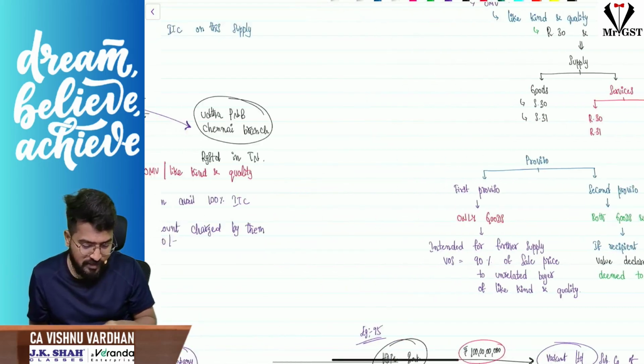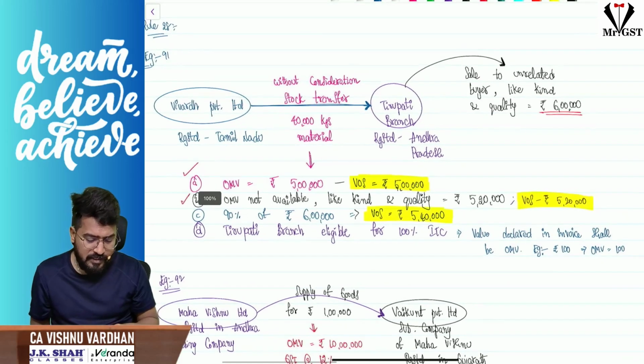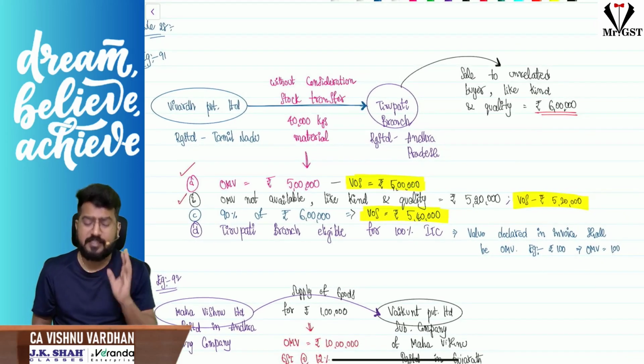So let me show you an example also. Now see, for example, there is a company called Vivarth Private Limited registered in Tamil Nadu.